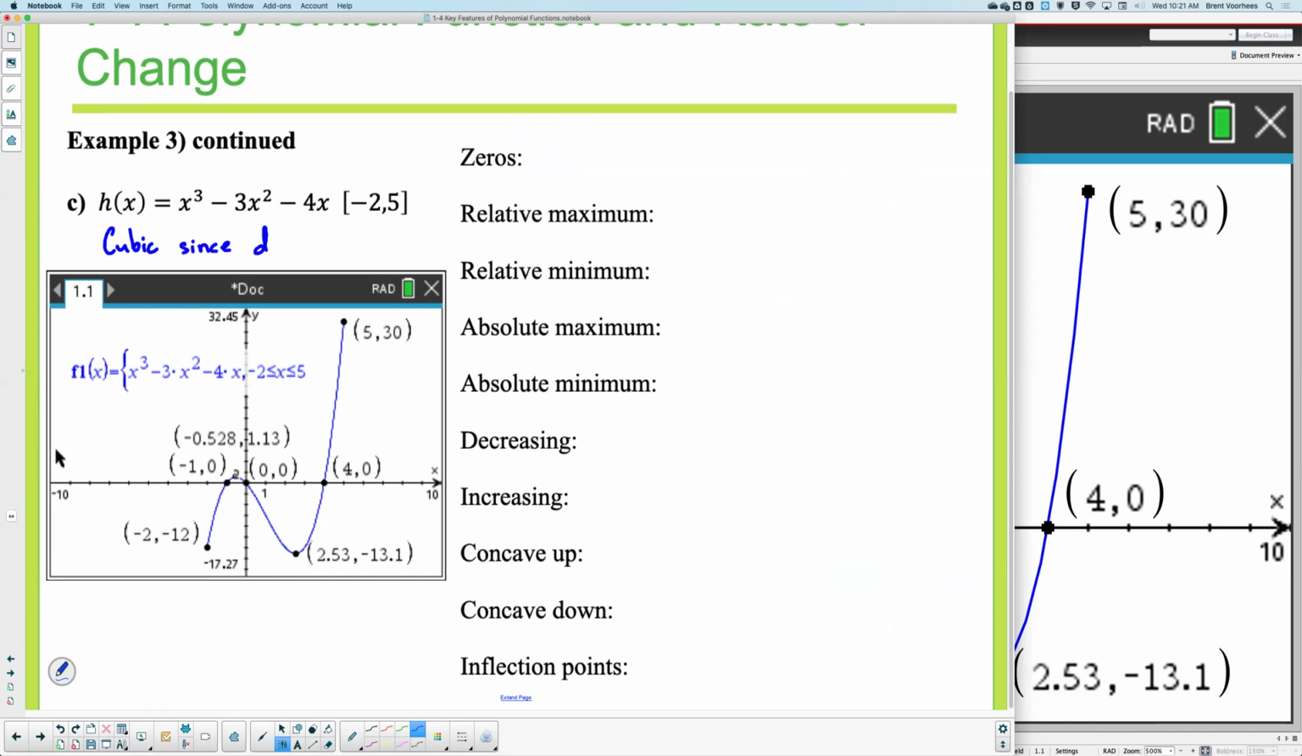Cubic, since degree equals 3. All right, let's start filling in the information here. As you look on this graph, do we have any zeros? How many zeros do I have? 3. Where are they? -1, 0, and 4.